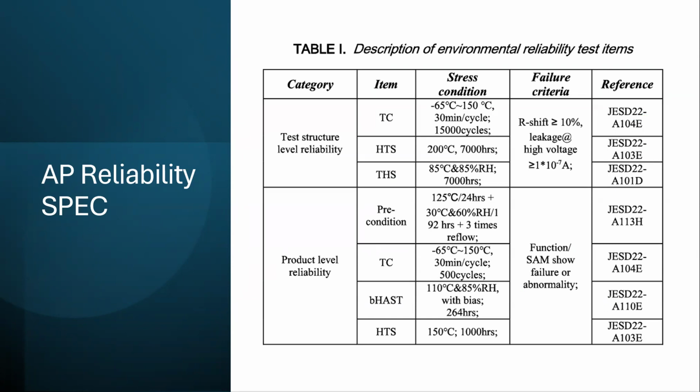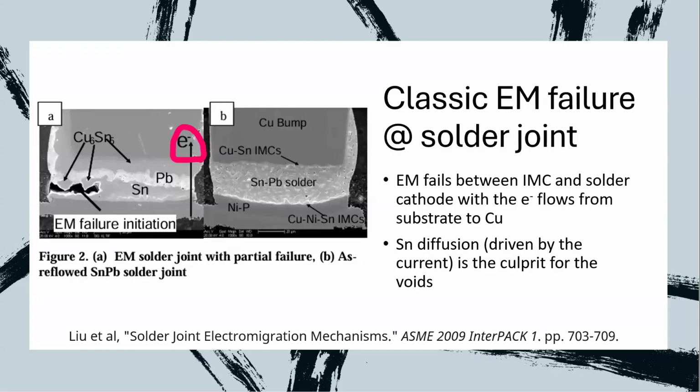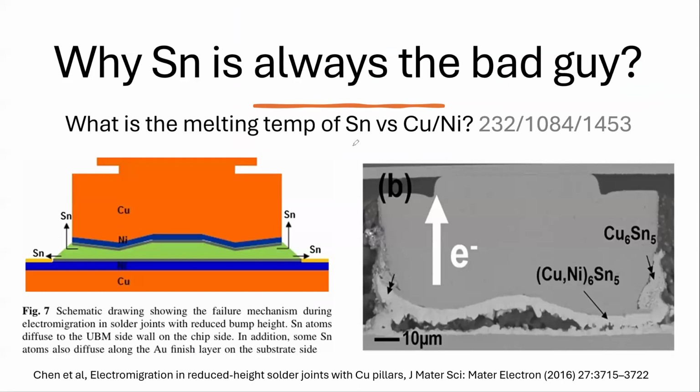And with that, let's look at, as I mentioned earlier, the tin, in this case, moving around by the electron flow. It moves around and creates a vacancy inside. So why is tin always the bad guy, right? It moves upward. And this structure is your simulated ball structure. So the question I should ask is, why is the melting temperature of tin different from copper and nickel that are in this compound?